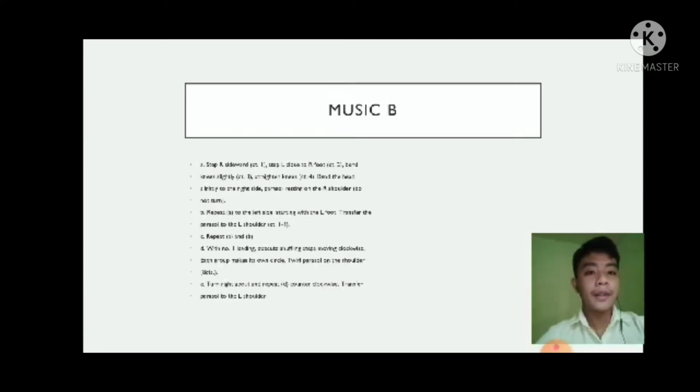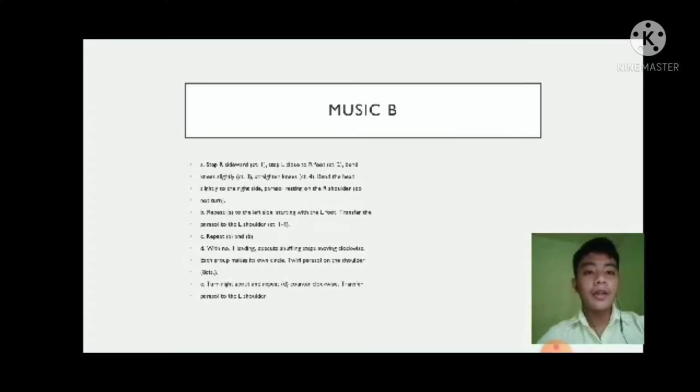So music B: step right sideward and then step left close to the right foot. Bend knees slightly, straighten knees, bend the head slightly to the right side, parasol resting on the right shoulder, and then do not turn. And then B, repeat A to the left side, starting with the left foot. Transfer parasol to the left shoulder. And then repeat A and B.